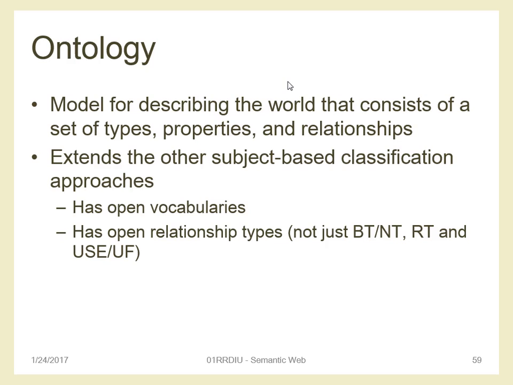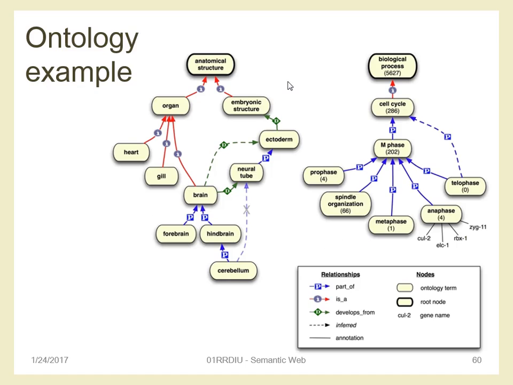The richest representation is the ontologies. The difference is that, as open vocabularies, you can add extra nodes that are not completely set. And the type of relationship is also open. So you are not restricted to the list of thesauri kinds of relationship, but you can invent your own name for a relationship to express something.